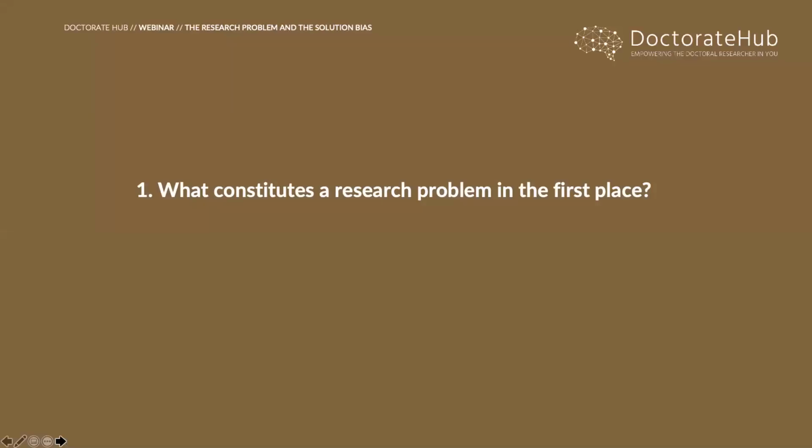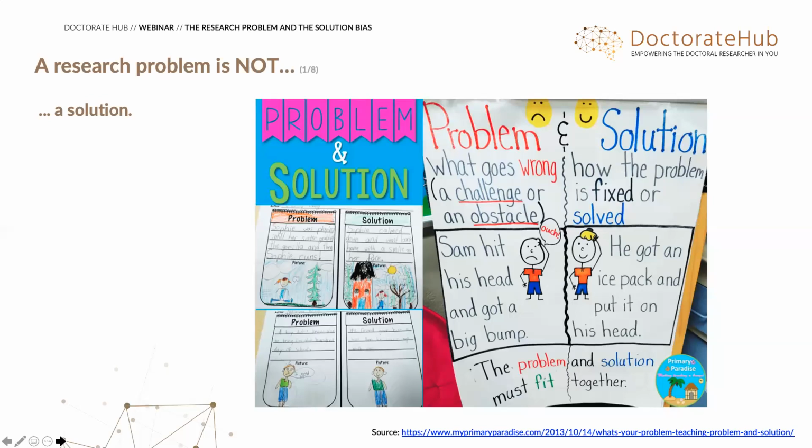So let's start with what constitutes a research problem in the first instance. Now, I have small kids, they just went from Form 1 to Form 2, and in school, you pretty much learn what is a problem and what is a solution. Now, a problem is what goes wrong, a challenge or an obstacle. And a solution is something that you use to fix the problem. So if Sam hit his head and got a big bump, then he got an ice pack and put it on his head so for the bump to disappear. So the problem and the solution must fit together.